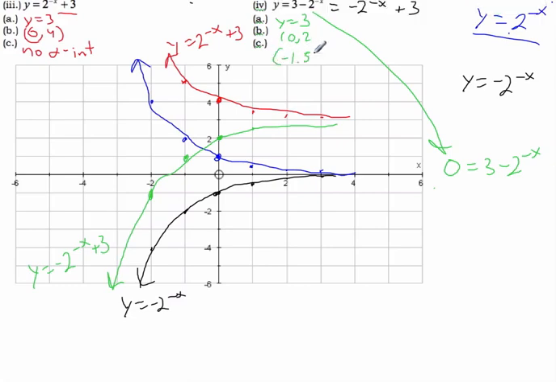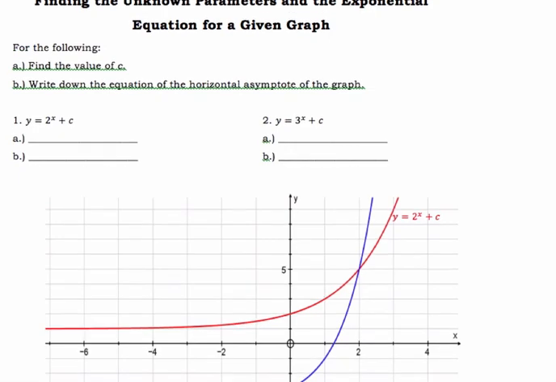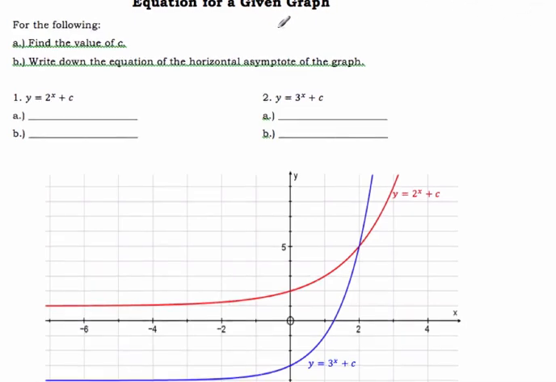Negative 1.580 is the x-intercept. Let's take a look at some more examples here. So we have graphs here, and we have to figure out the value of c. If you recall, the value of c is the same as the value of the horizontal asymptote.